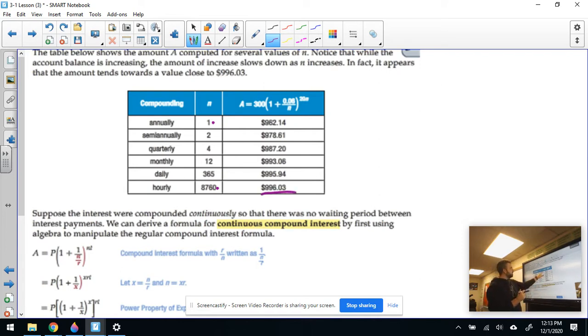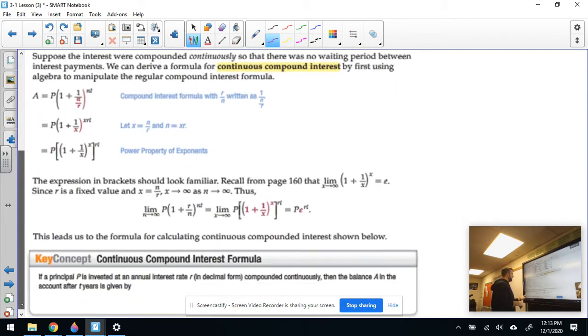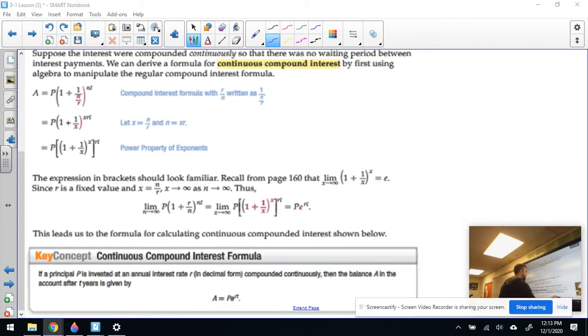So you'll notice that it starts approaching this same number all the time. And so what we can find out is that we have something called continuous compound interest, which is when we take the limit as it gets closer and closer to compounding infinitely, continuously, all the time. As n increases, it still maintains this number, and so what we end up finding is that this number ends up being this equation right here.